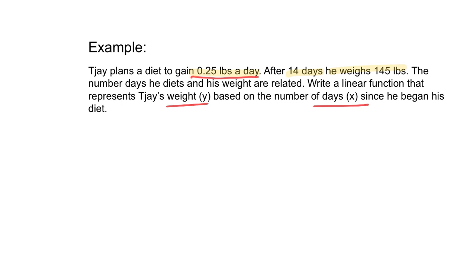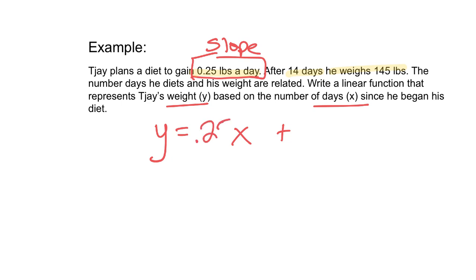So since we're representing his total weight, we got a y equals equation going on here. And so what we know is that he gains 0.25 pounds a day. This is our slope. This is how much it's changing. Since he's gaining, it'll be positive, so 0.25 goes with my x. My m is 0.25.